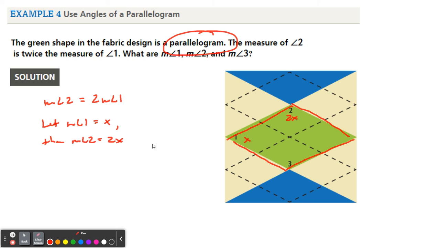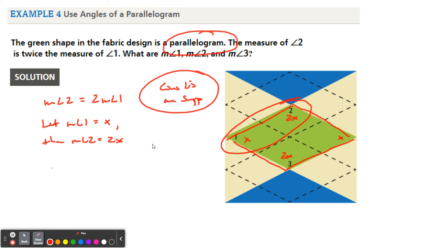Because we have a parallelogram, we should know that the opposite angles are congruent. So this is a 2x and this is an x. We also should know that the consecutive angles are supplementary. So let's use angle 1 and angle 2 and the fact that they're supplementary. The measure of angle 1 plus the measure of angle 2 is 180. So x plus 2x through substitution is 180. That's 3x equals 180. Divide by 3, and x is 60.